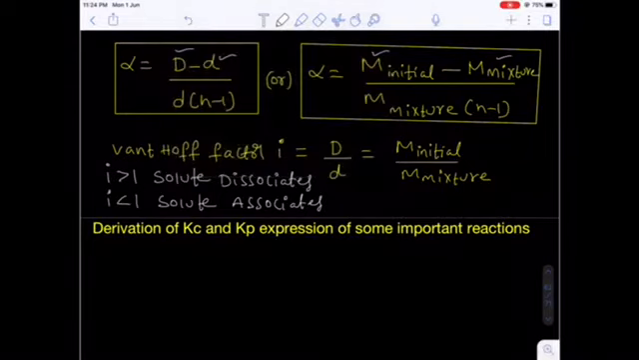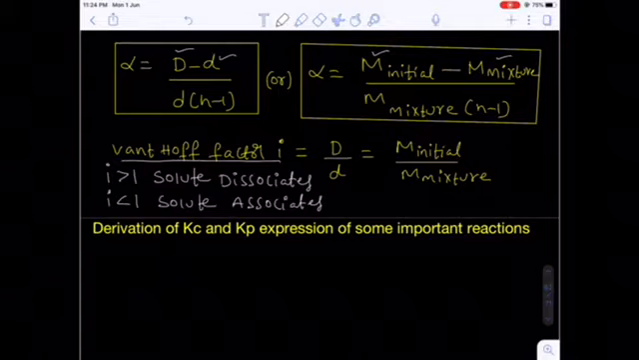Now, in the relation between degree of dissociation and vapor density, one important term is there, the Van 't Hoff factor. The Van 't Hoff factor is denoted by i, iota. It is the ratio of the initial vapor density divided by the vapor density at equilibrium, or the initial molar mass divided by the molar mass at equilibrium. At equilibrium there will be reactants and products, that's why we write molecular weight of mixture.